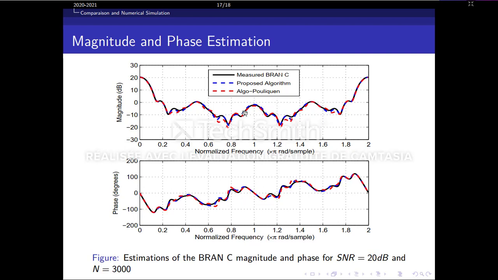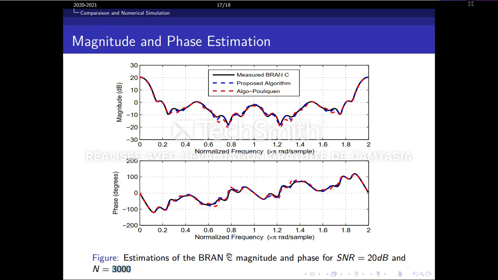In this example, the data input is equal to 3000. In conclusion, the input data length N and the signal to noise ratio SNR have a great impact on the estimated phase and a small impact on the estimated magnitude.